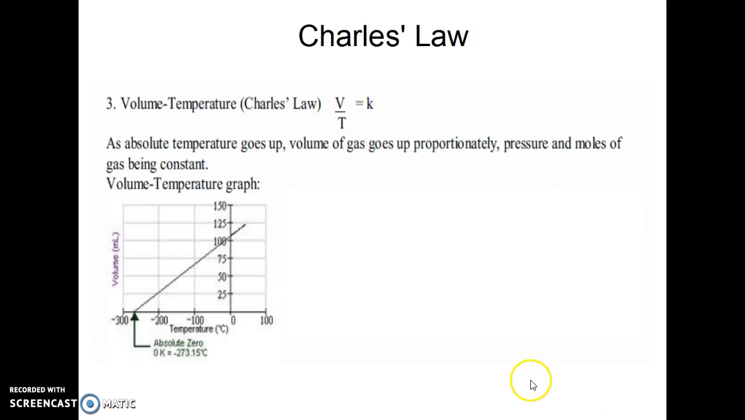Charles's law relates the volume to the absolute temperature of a gas. V over T is a constant. You may recall a straight line from the laboratory that you may have done. The volume goes up proportionately with the absolute temperature, and absolute temperature again is negative 273 Celsius.